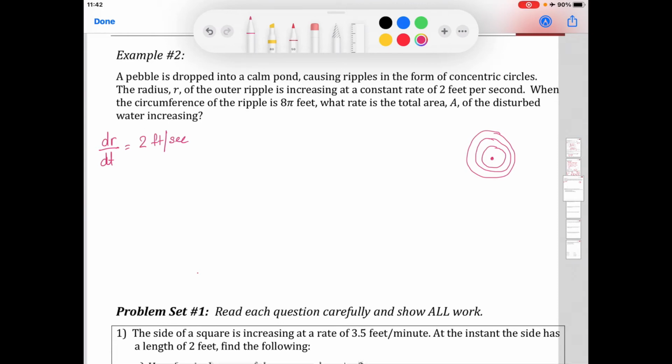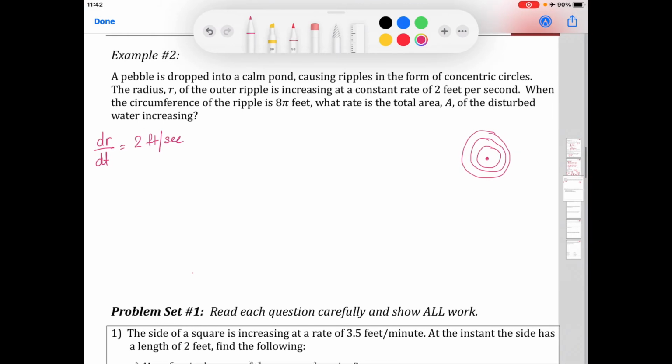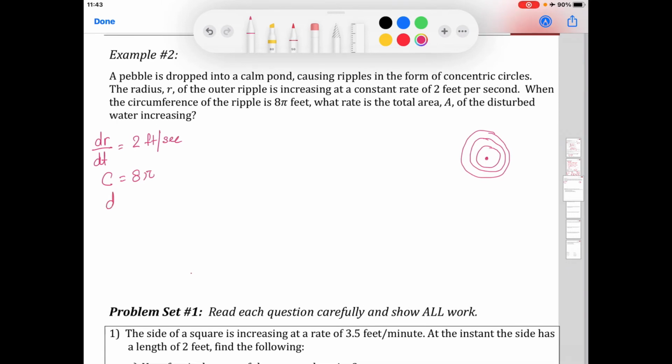When the circumference of the ripple is 8 pi feet, so your circumference is 8 pi, at what rate is the total area of the disturbed water increasing? So they want us to find dA over dt. That's what they're asking us. So it's a circle, so area of a circle is what? Pi r squared. The formula for area of a circle is pi r squared, right? So I'm going to differentiate.